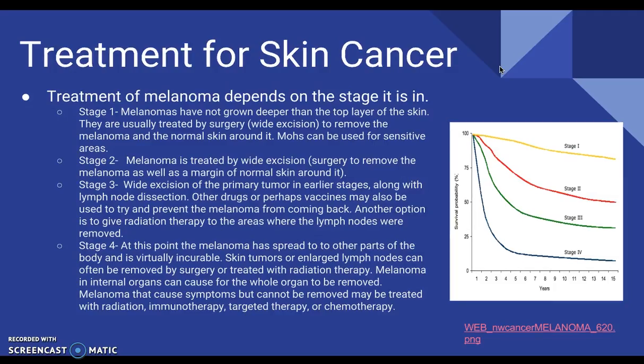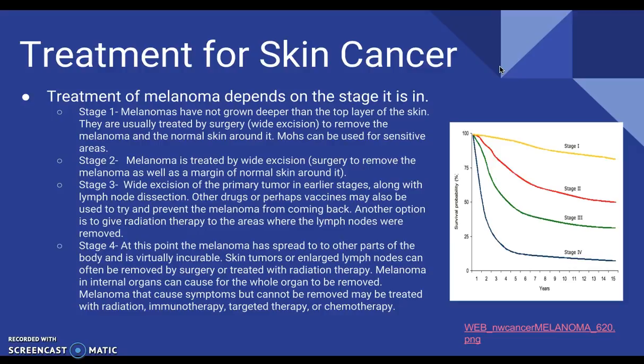Treatment for skin cancer. This is for melanoma, actually. The other ones were for basal and squamous cell. Stage one, the melanoma has not spread, so excisional surgery can still be used to remove it. Mohs can be used for more sensitive areas. Stage two, the melanoma is treated with a wide excision surgery because the tumor is slightly bigger, so they have to take out more skin. They often take out healthy skin too, to make sure none of it has spread.